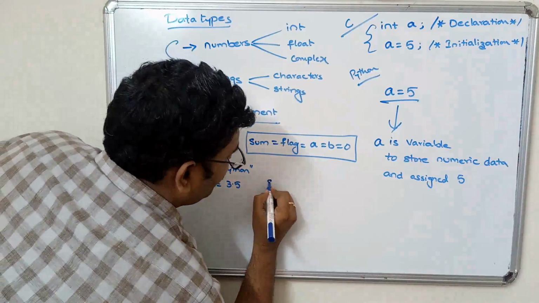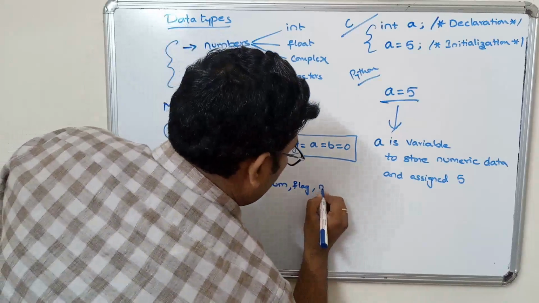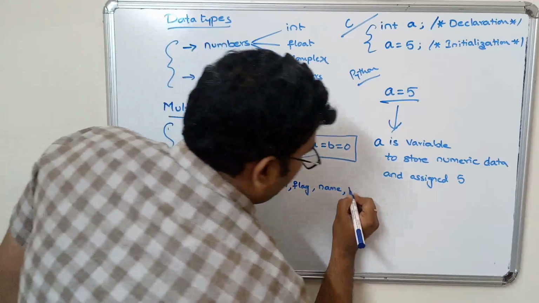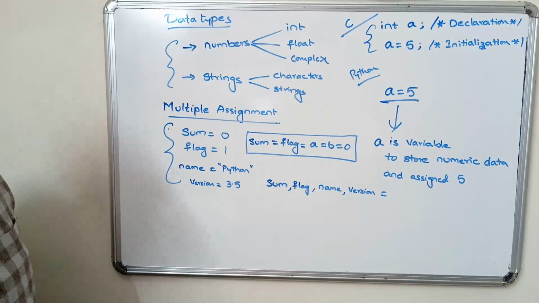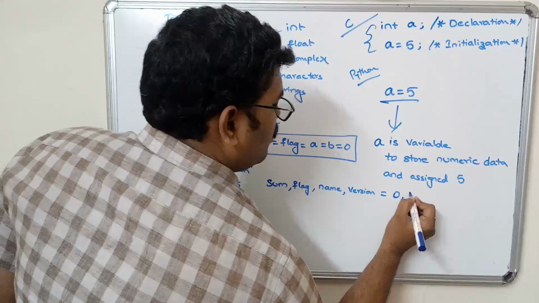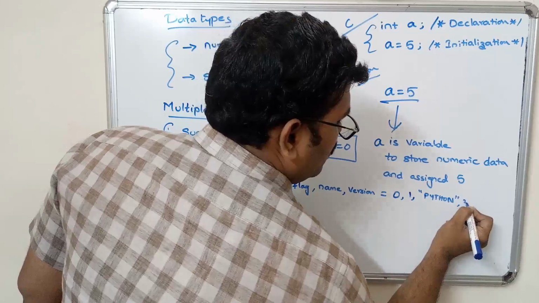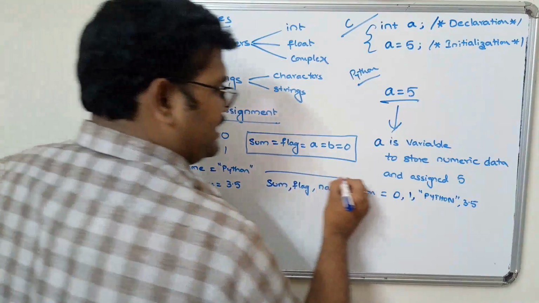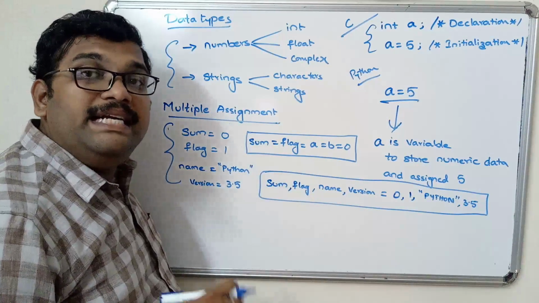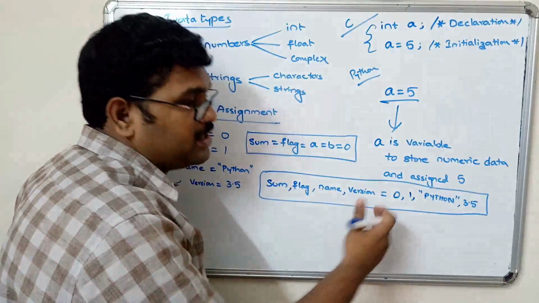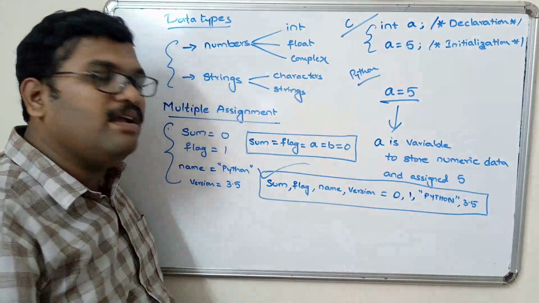That is, see, sum, comma, flag, comma, name, comma, version is equal to 0, comma, 1, comma, Python, comma, 3.5. So this is the single statement we use in Python for multiple assignments. Here all 4 variables are assigned 4 different values. So this is also a valid statement in Python.